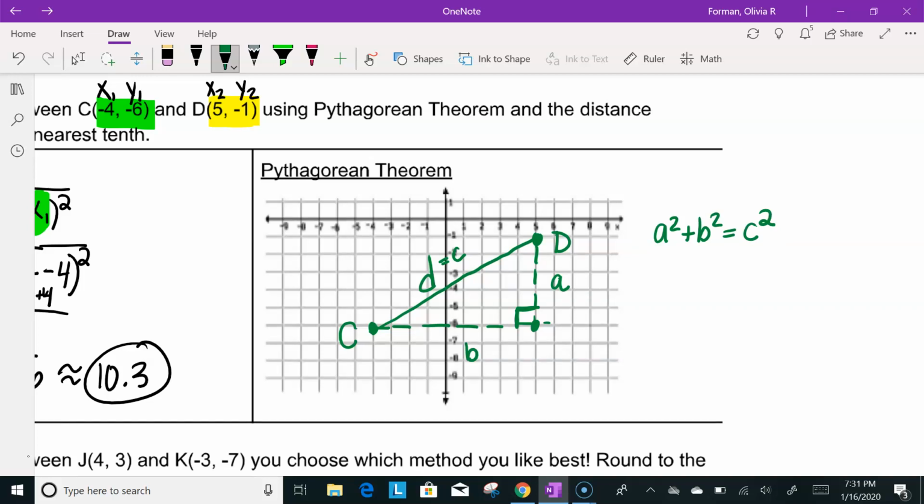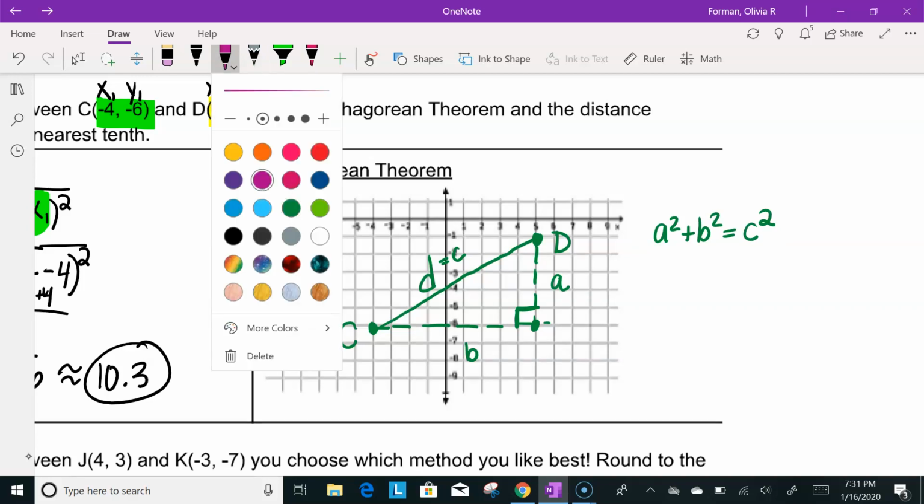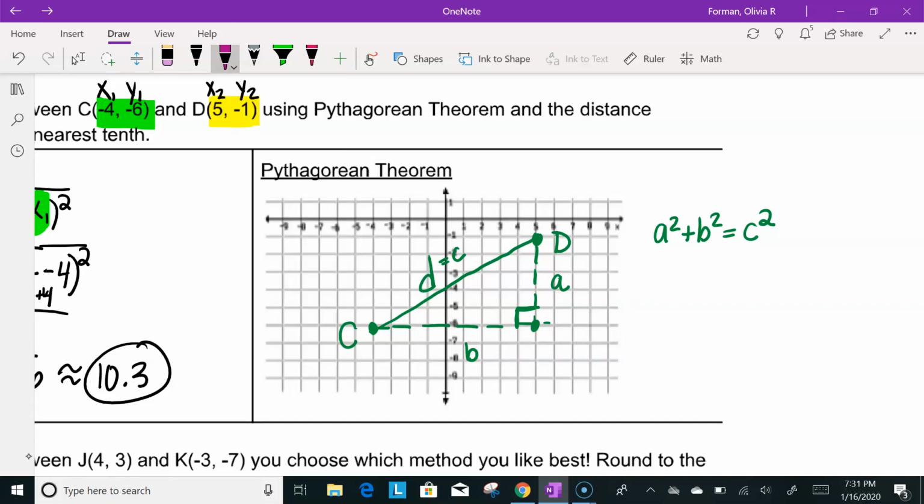Okay, well, I can look at this picture and I can just count the distance. So if I'm looking at how long is side A right there, it's 1, 2, 3, 4, 5. It's 5 units. If I look at B down here, 1, 2, 3, 4, 5, 6, 7, 8, 9. That's a length of 9. So there I have my A and my B values. I know that A is a length of 5, B is a length of 9, and that C squared, that's what we're ultimately going to be looking for because that's our distance.